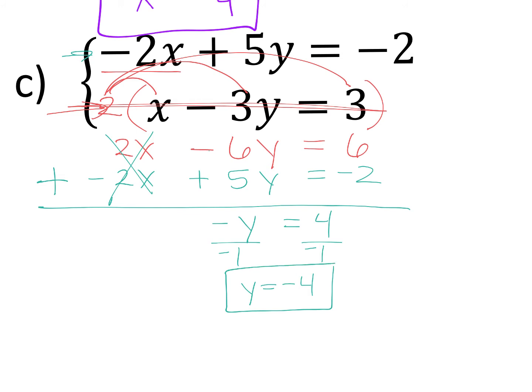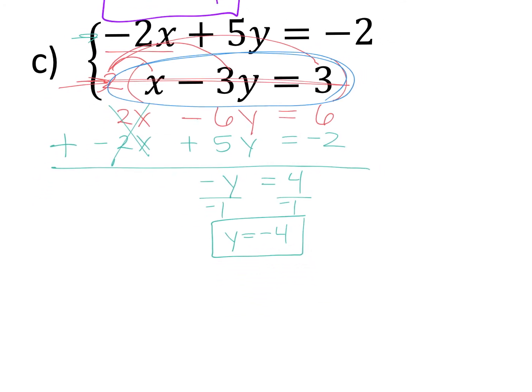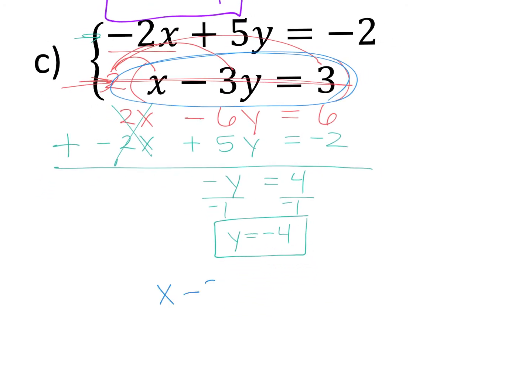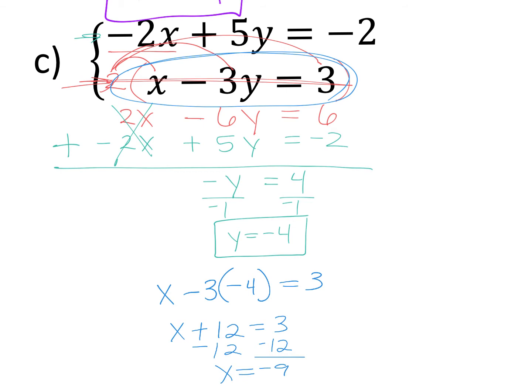Okay. Now you can plug back in. You have 3 different equations there. You may plug back into any of those 3, assuming that you rearranged correctly. Okay. I would probably just plug into the one that we changed. So I would do x minus 3 times negative 4 equals 3. So that's x plus 12 equals 3. And then take away 12. So x is negative 9. Okay, that means my answer is (-9, -4).